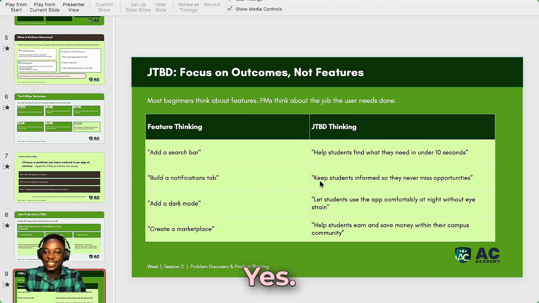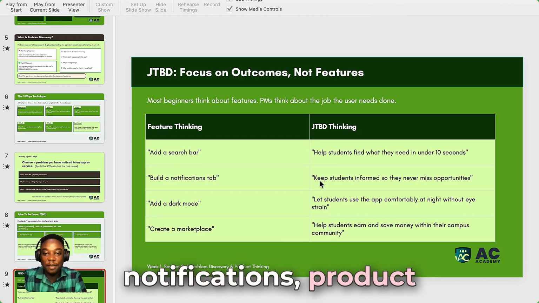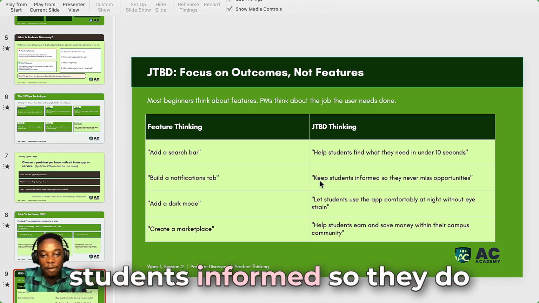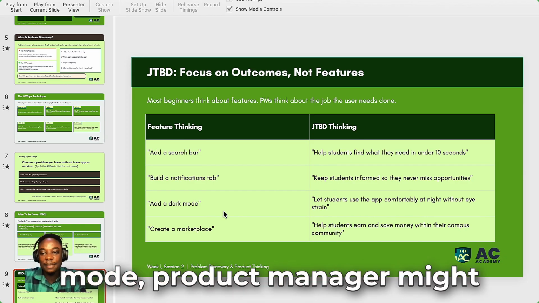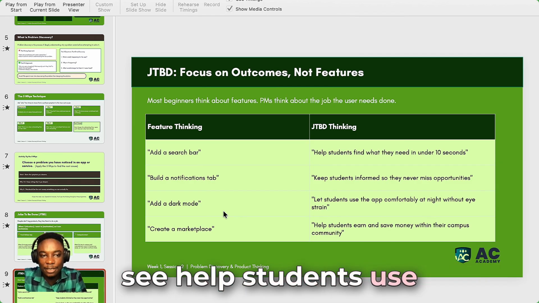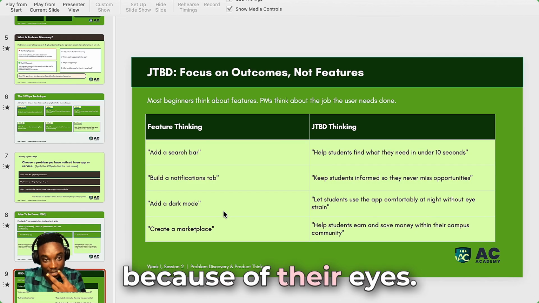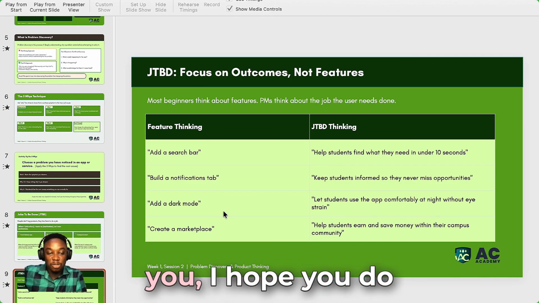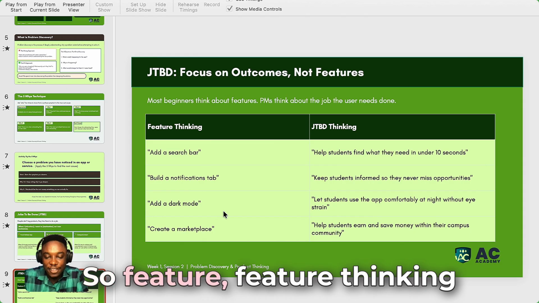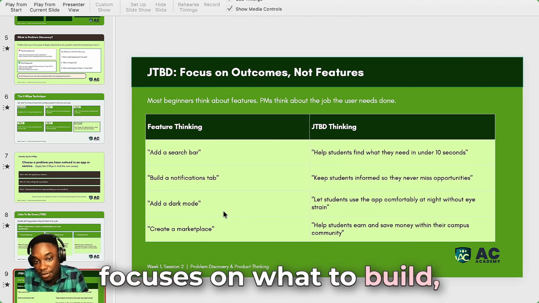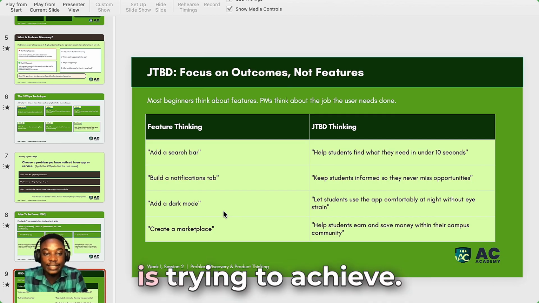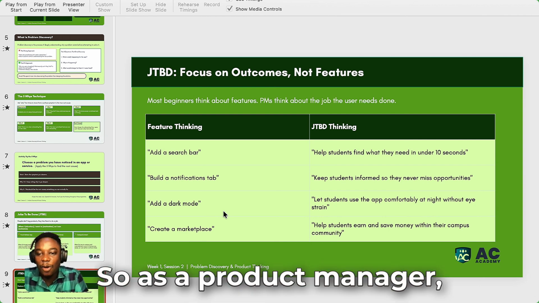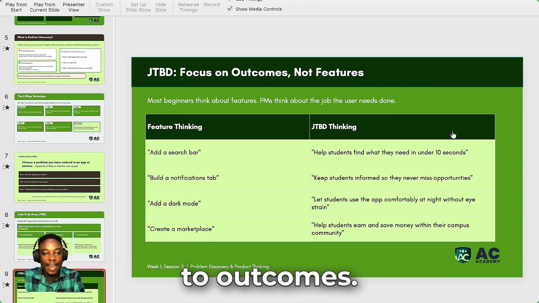Instead of saying add notifications, a product manager might say keep students informed so they do not miss opportunities. Instead of saying add dark mode, a product manager might say help students use the app comfortably at night because of their eyes. Yes, of course. So I hope you do see the difference. Feature thinking focuses on what to build, but JTBD thinking focuses on what the user is trying to achieve. So as a product manager, always connect features to outcomes.